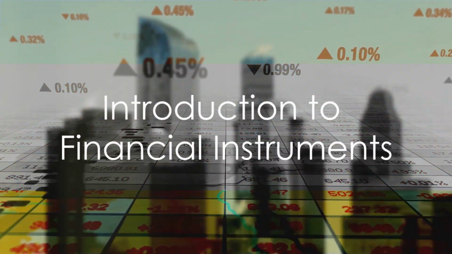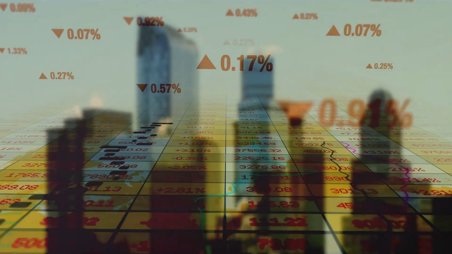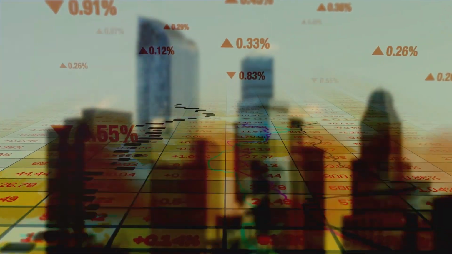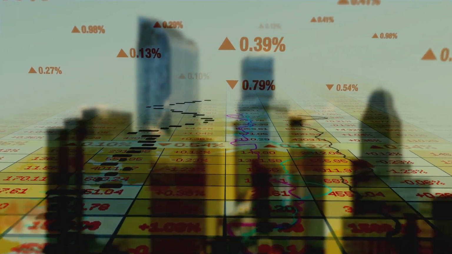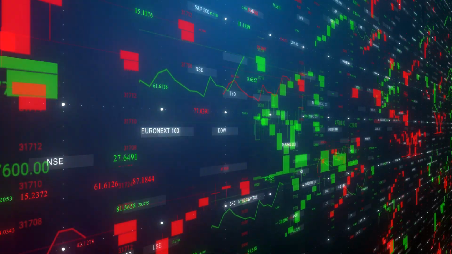Ever wondered what financial instruments are and how they work? If so, you've landed in the right place. Financial instruments, albeit a somewhat complex term, are fundamental elements of the financial markets, and they play an integral role in the world economy. So what exactly are they?